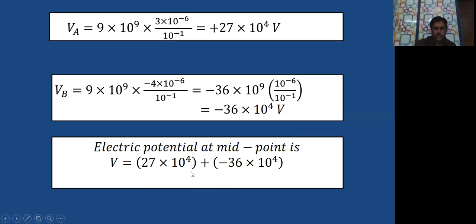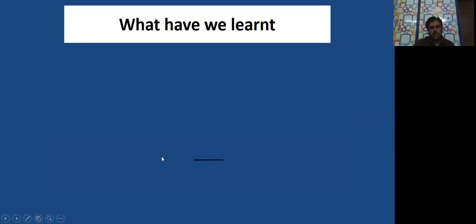Now the simplification is very easy. 10 power 4 is common. 27 plus minus 36 will become minus 9. So minus 9 into 10 power 4 volts is the final answer. So I suppose all the theoretical points and problem solving points are clear to you. That brings me to the conclusion of this session. Let me see what we have learned.